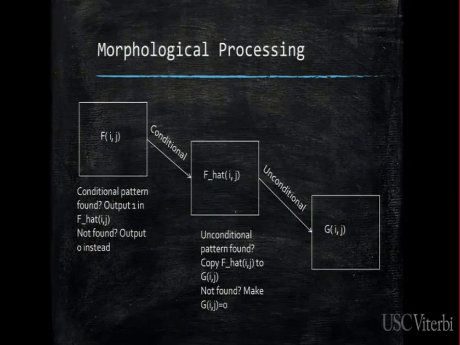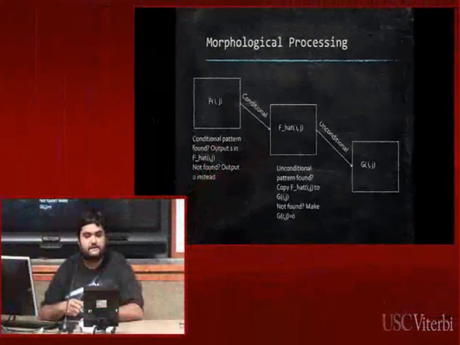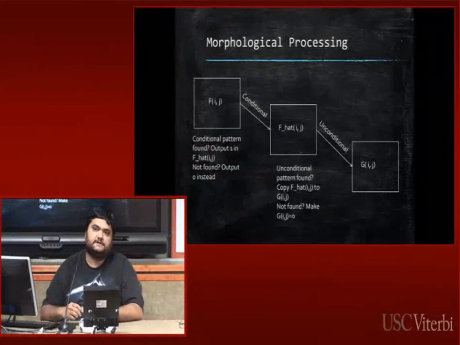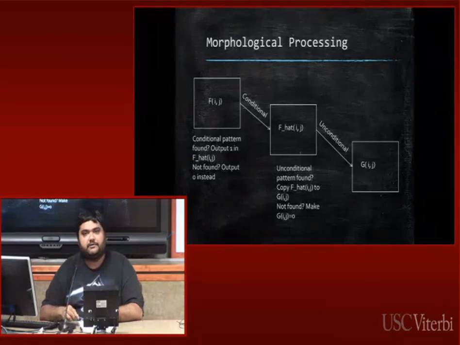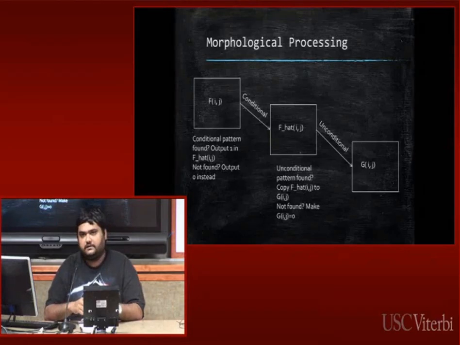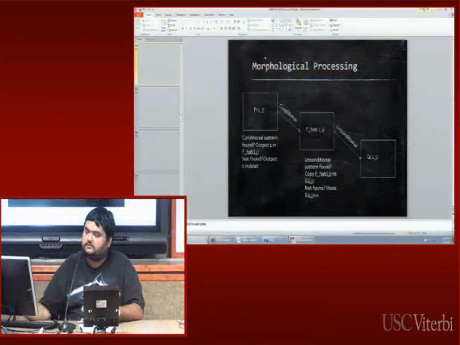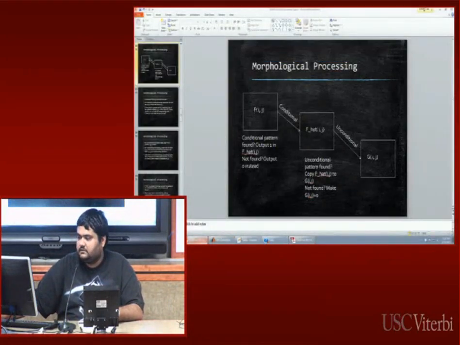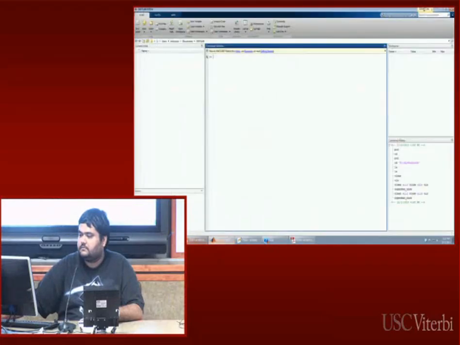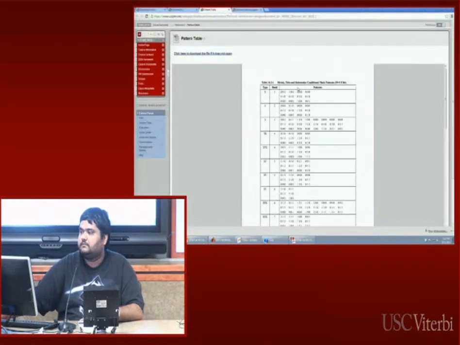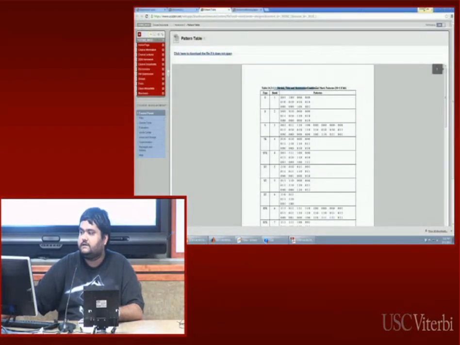Morphological processing. I'm going through this again because a lot of students have doubts on this. First you apply the conditional mask on your binary image. How do you apply the conditional mask? You just traverse the image with a 3x3 window and see if it matches any of the conditional patterns. These are the conditional patterns.